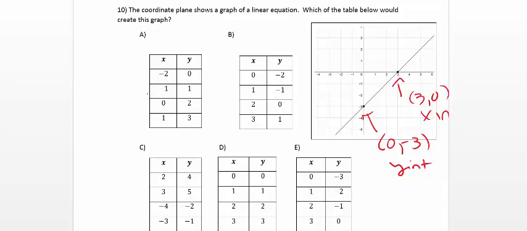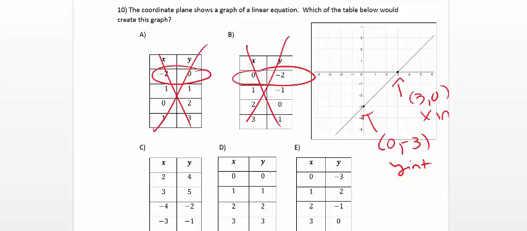Well, I can eliminate A because I have a negative 2, 0 right here, and I have a 3, 0 as my x-intercept, so it can't be that one. In B, I have 0, negative 2 as my y-intercept, and it's 0, negative 3, so we can eliminate that one.